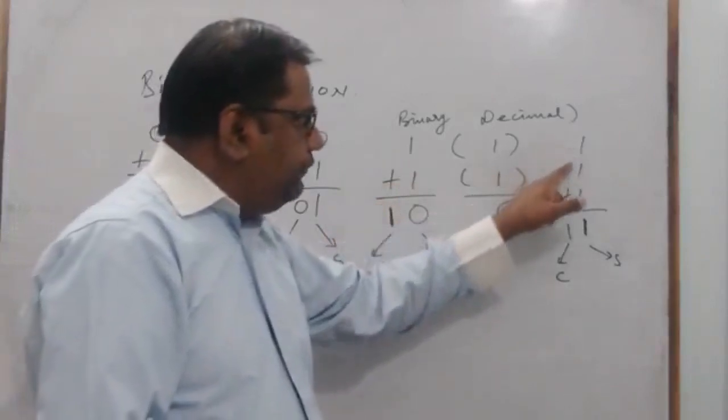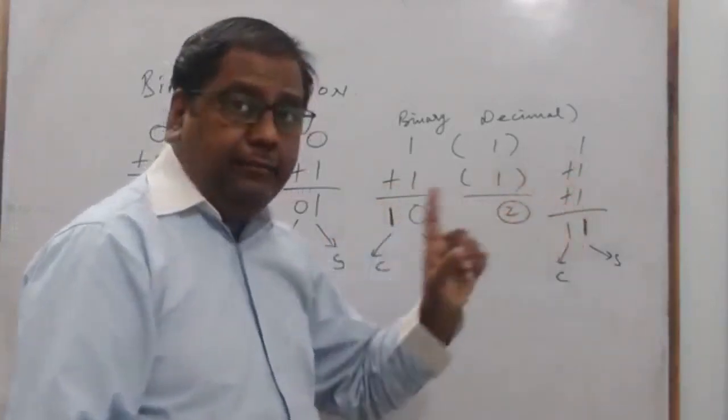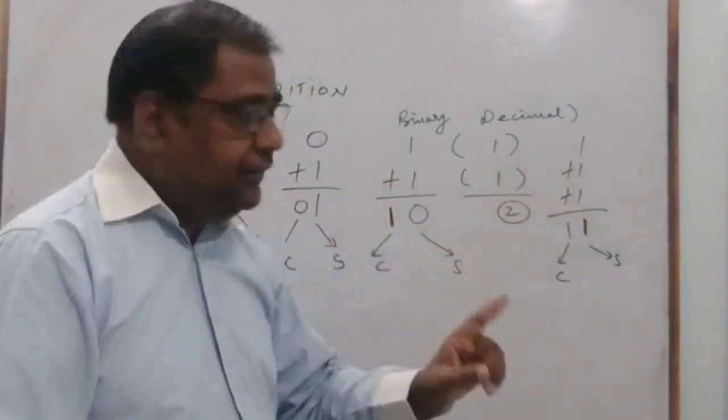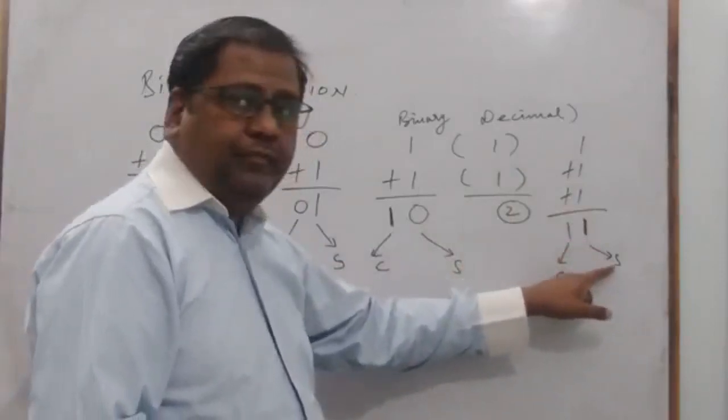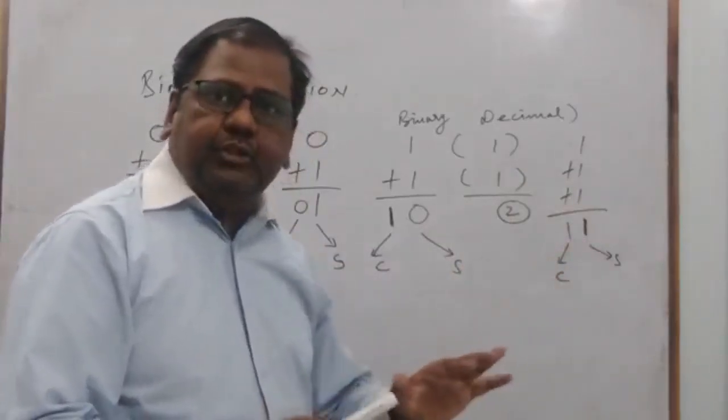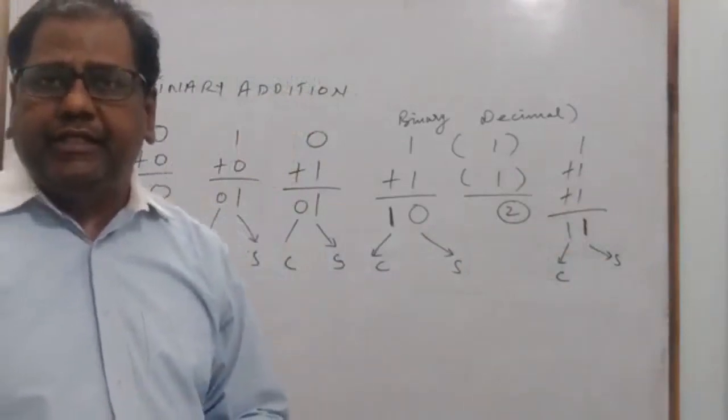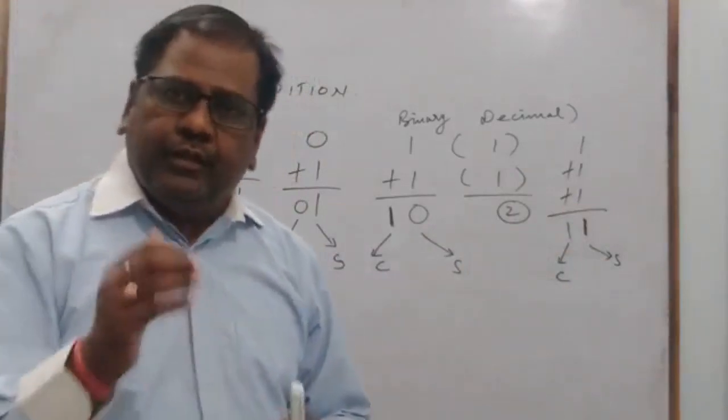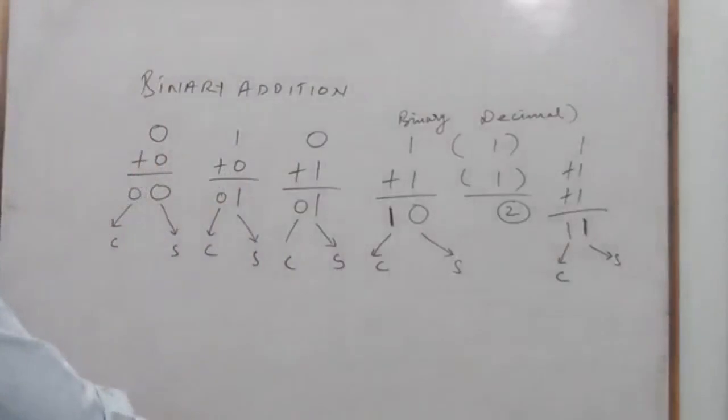When you are adding 3 ones, 1 plus 1 plus 1 in binary bits, the result is 1 sum and 1 is your carry. This is what you have to do in the binary addition and you have to follow the rules. Now coming to the question now.